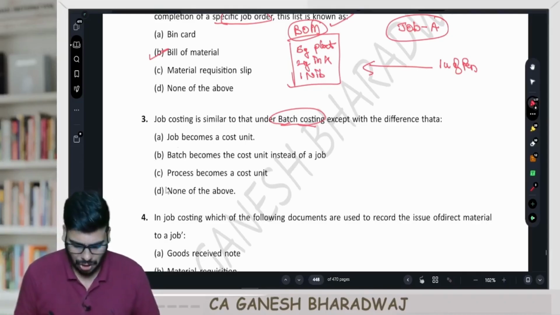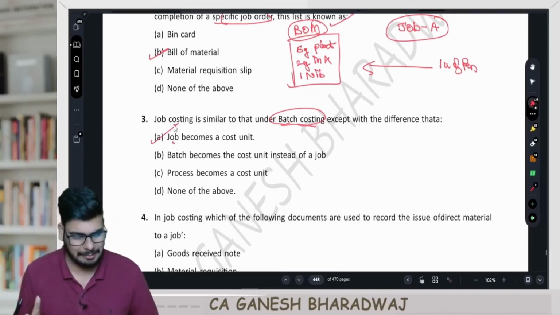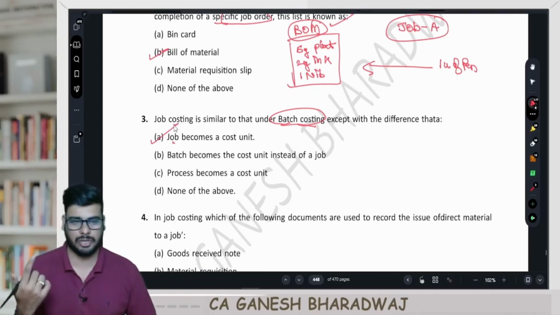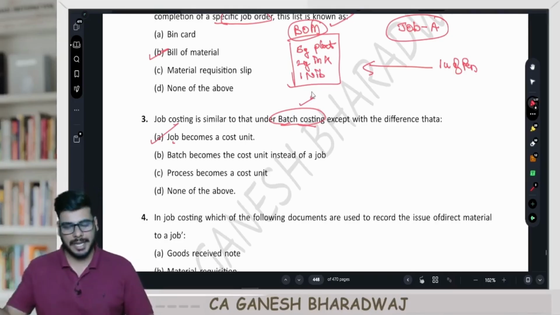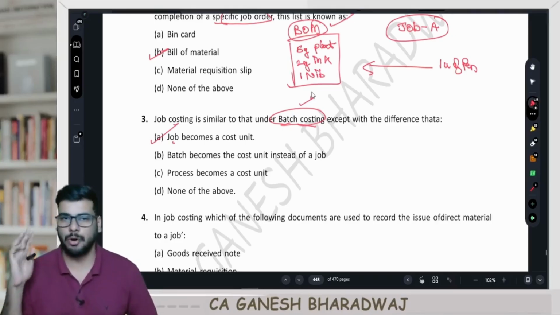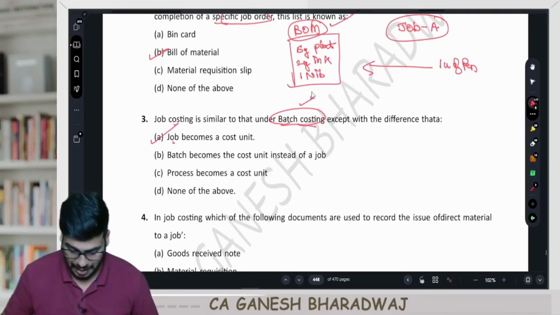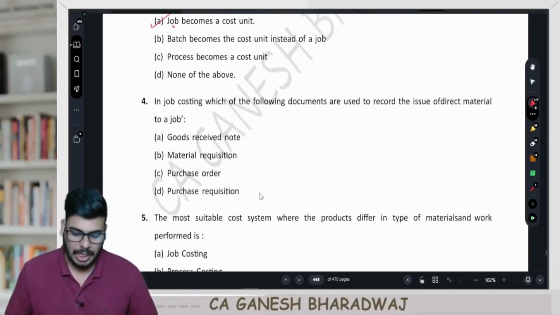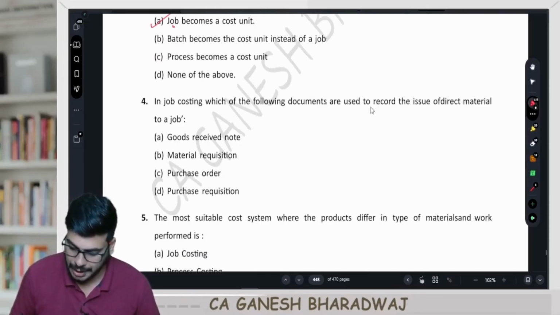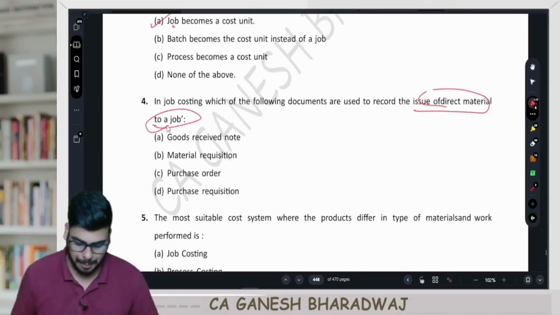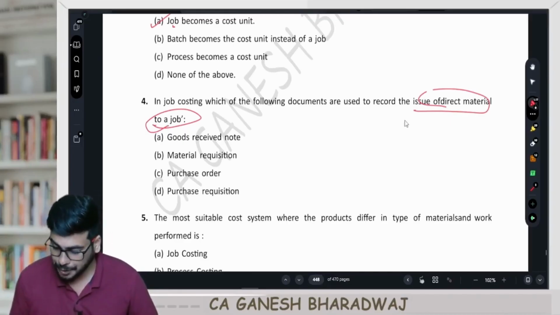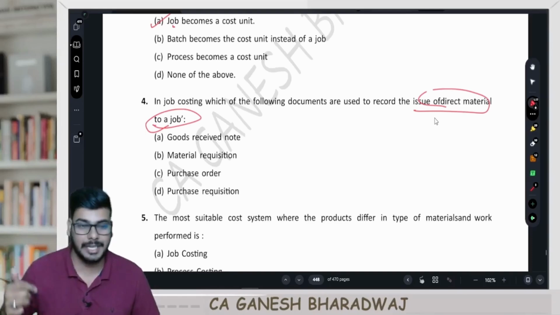So a job becomes a cost unit, as simple as that, because we saw here every cost object is going to be a job. Are you clear with this? What do you mean by batch costing? In the next session itself, we will be getting to know about it in detail. Are you clear with this, guys? Fine. Next. In job costing, which of the following documents are used to record the issue of direct materials to a job?